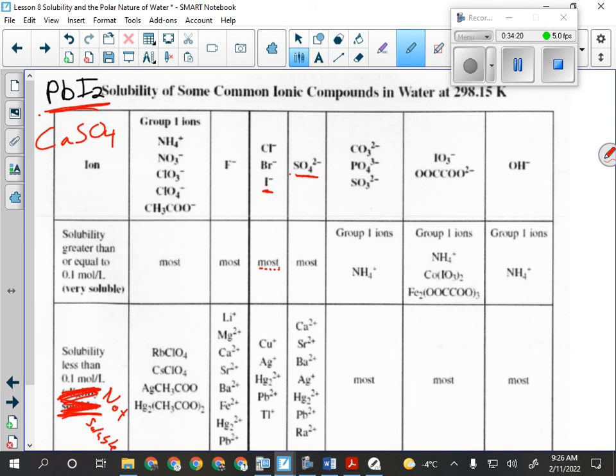All right, let's try this one: sodium carbonate. Soluble or not? It is soluble. Here's carbonate. Sodium is in group 1. Group 1 is the first column on the periodic table. So that one would be soluble. All right, we'll talk more about that on Monday.